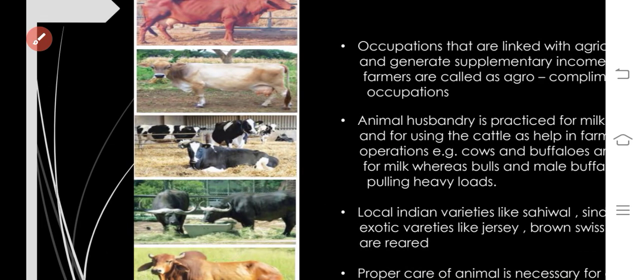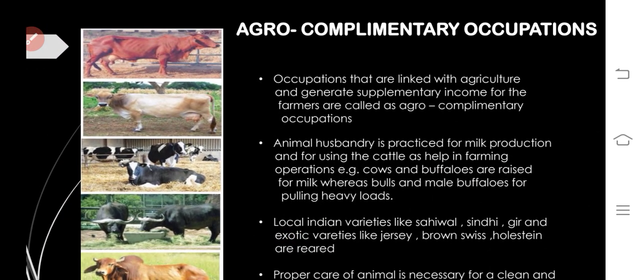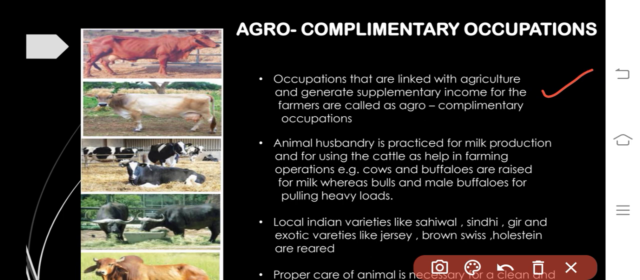So now let us go for the other type of agro complementary occupation. Means along with the agriculture we can have varieties of occupation. So these are known as agro complementary occupation. साल भर एक बार अनाज तैयार हो गई है, एक बार हमने उसका सीडिंग कर लिया है, तो फिर फार्मर्स दे हैव द एम्पल अमाउंट ऑफ टाइम. Under such condition they can go for the other types of occupations. So the definition of agro-complementary occupation is occupations that are linked with agriculture and generate supplementary incomes for the farmers. They are known as agro-complementary occupations.